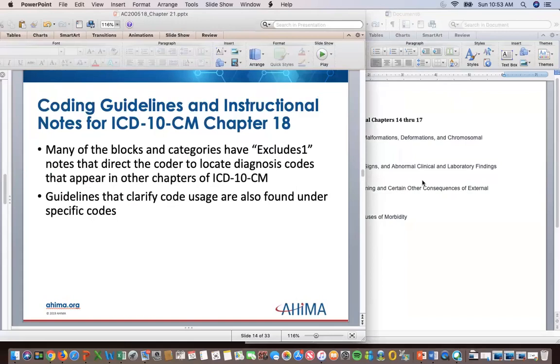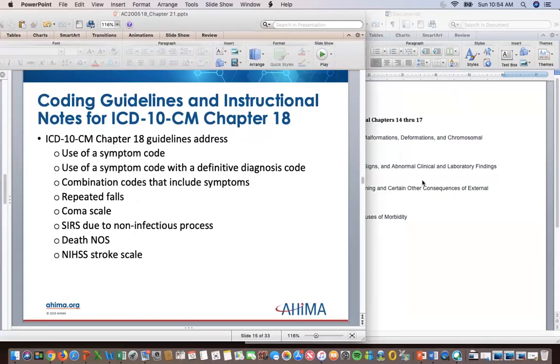Those Coding notes will direct the coder to locate a diagnosis code that appears in other chapters. So it's making you take a second look. As you look at those Excludes notes, is it included? If it's mentioned in that diagnostic statement, then you may want to look at that Excludes note. Guidelines that clarify code usage are also found under those specific codes. So again, reading your notes is very important.